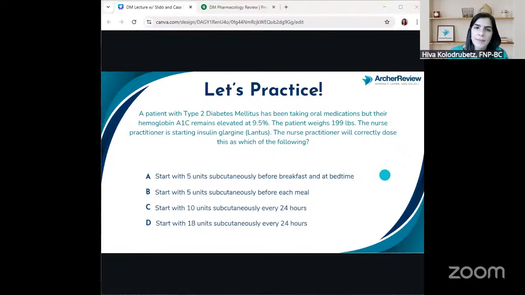A patient with type 2 diabetes has been taking oral medications, but their A1C is still elevated, 9.5%. The patient weighs 199 pounds. The nurse practitioner is starting Lantus, and will correctly dose this at which of the following? Is it A, B, C, or D?